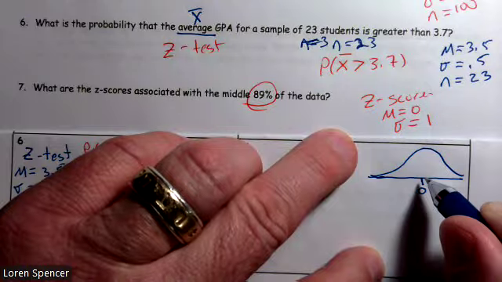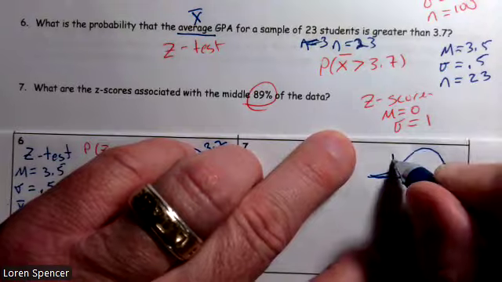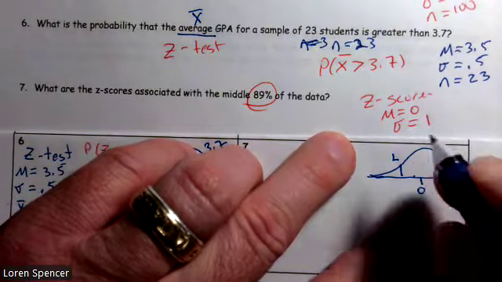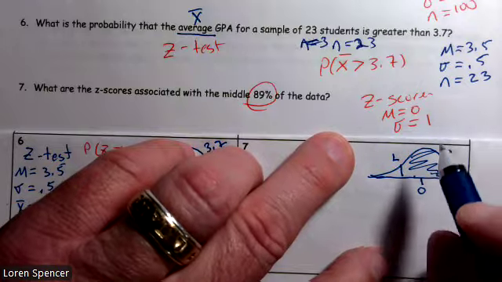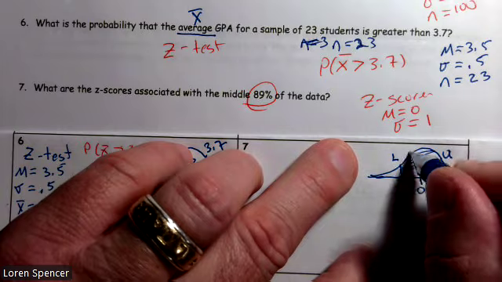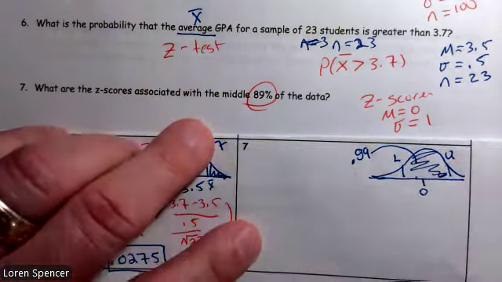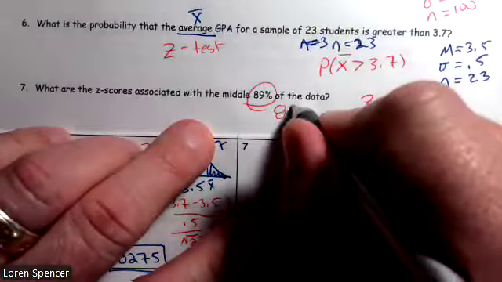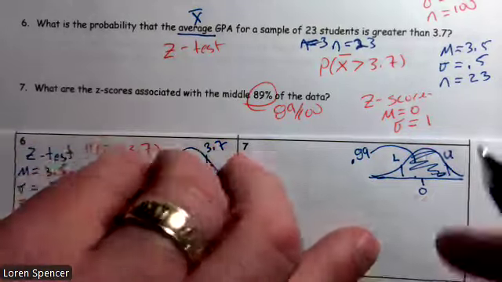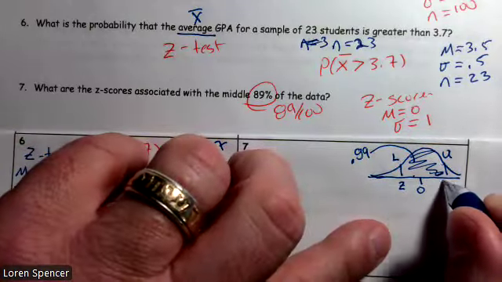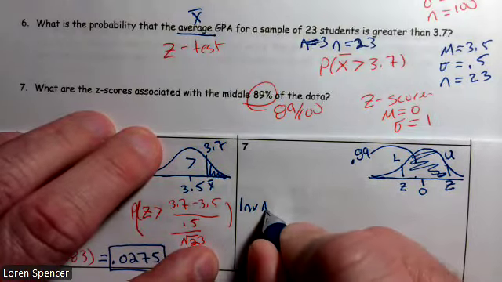So here's my mean of 0. This is going to be a lower bound and upper bound. I'm going to be looking for this middle section right here. And I need this to be 0.89. So this area right here, or probability, is 0.89. Please remember all percents are divided by 100. That's where that 0.89 came from, 89 divided by 100. So I'm going to be looking for a lower z-score and an upper z-score. As we said, this was going to be an inverse norm.